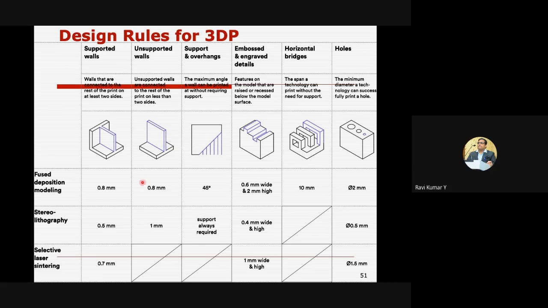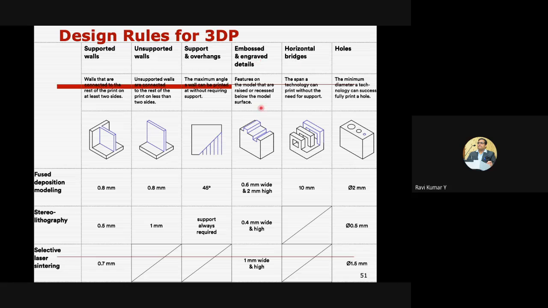We need to understand the constraints of each and every process, and check. You scan your design, all the features that are there in your design, whether it's capable of printing, whether it can take up that feature, and then say supports, overhang is 45, or it may always be needed here. Like, it depends.